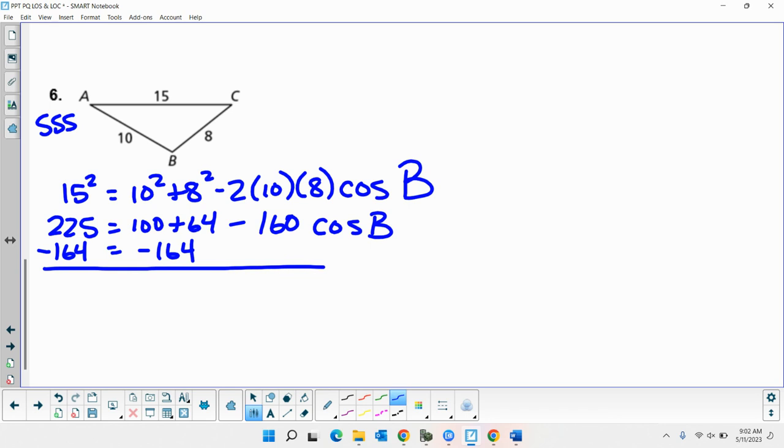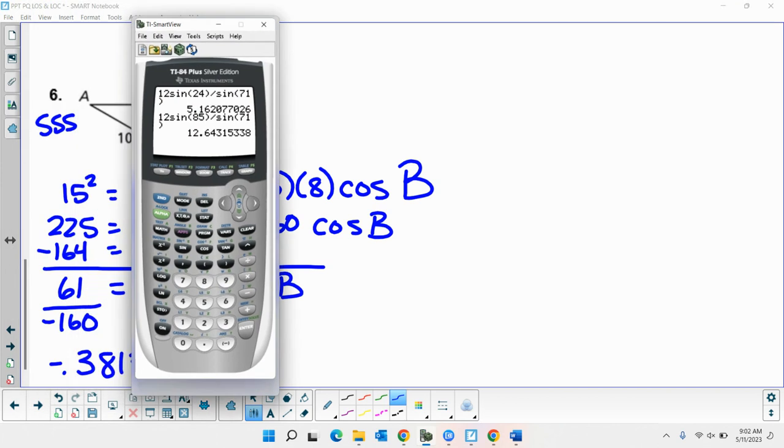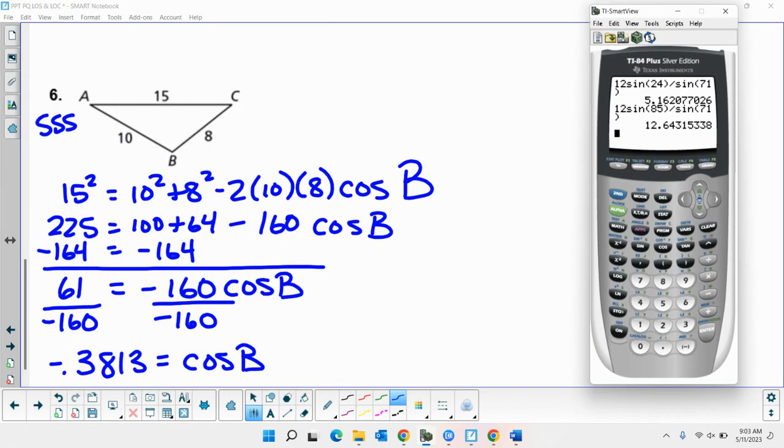And that was 61. And divide by the negative 160. And it was negative 0.3813 equals the cosine of B. So I'll go over here and we do the 61 divided by negative 160. Go second cosine, second answer. Law of cosines, 112.4.